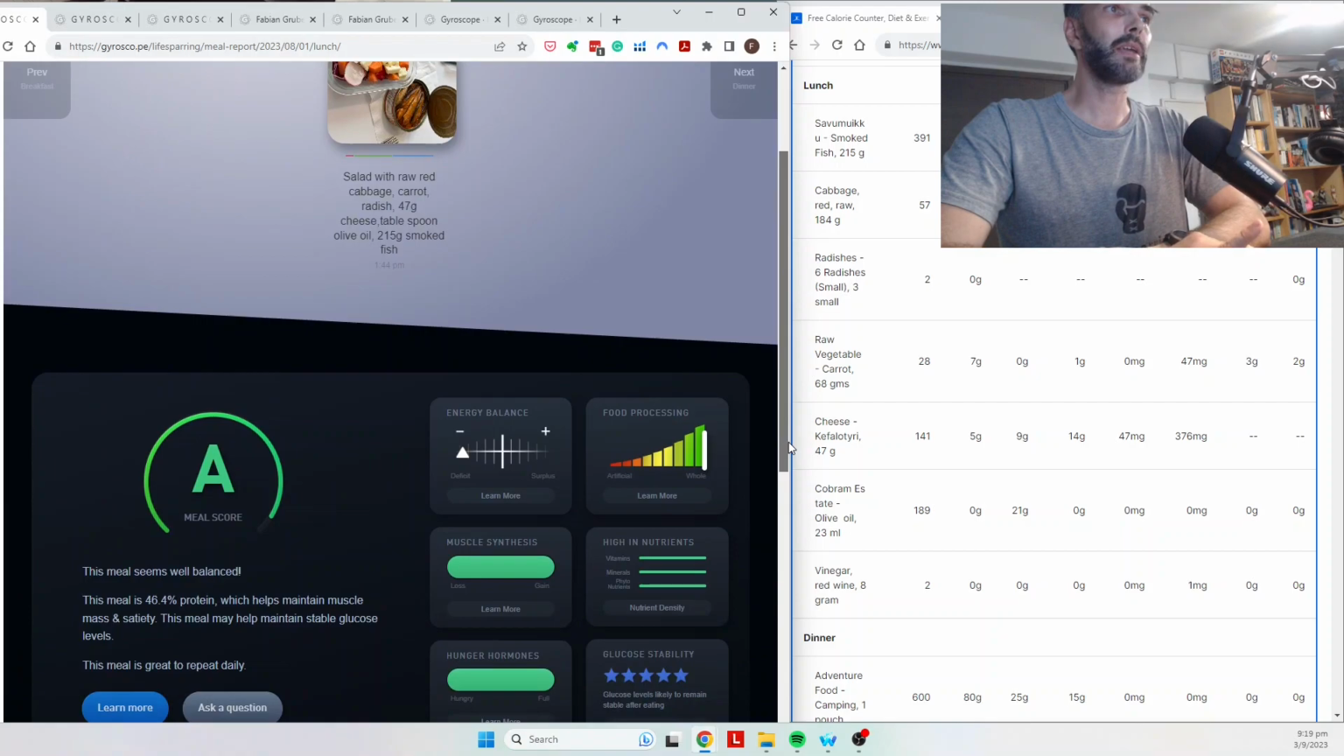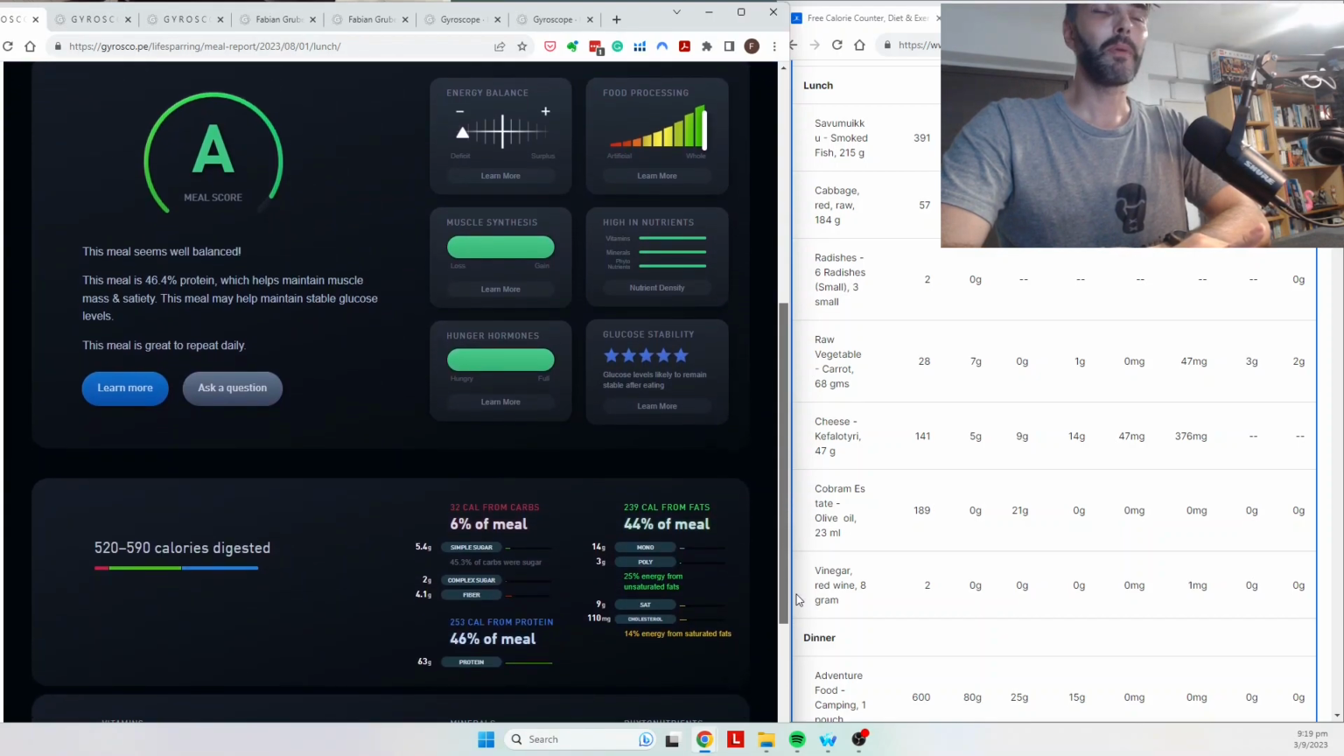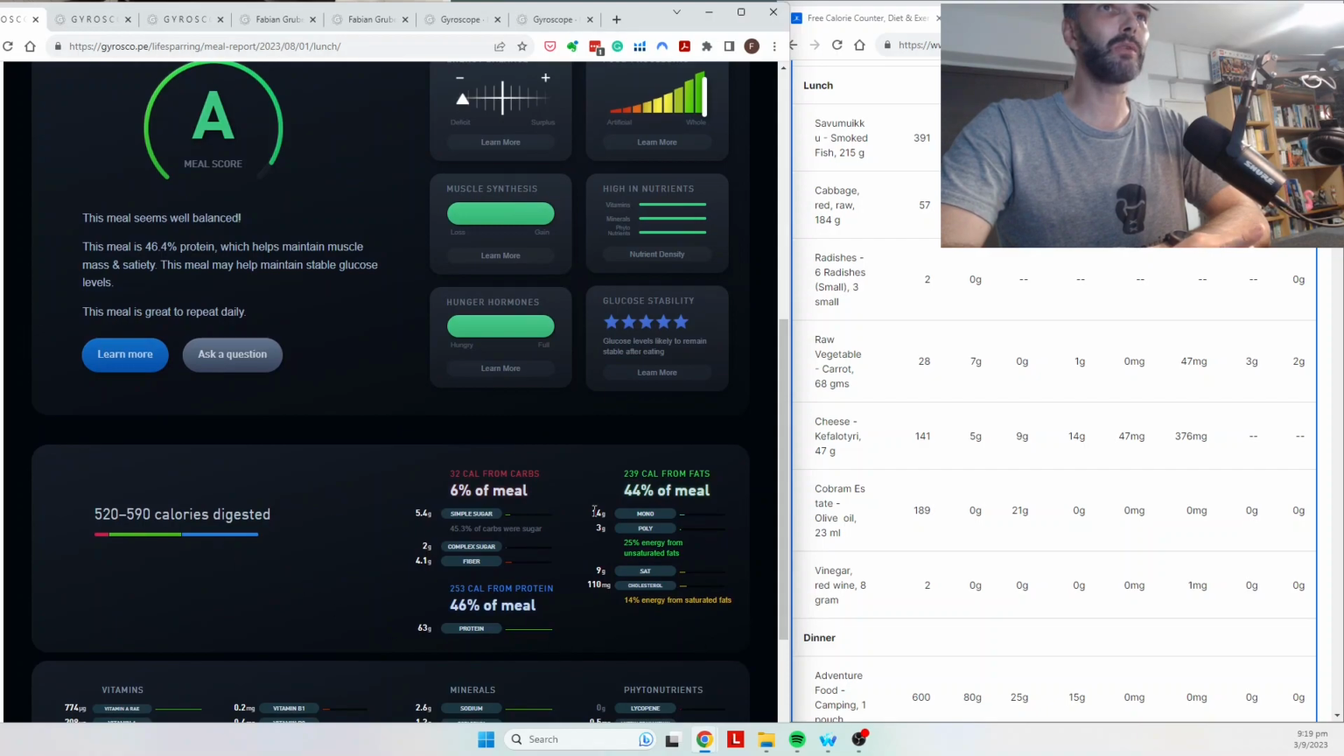So what do we get here? We get a health score A, well balanced. But calorie-wise, 520 to 590. The fish alone already was 390, and then I had 23 milliliters of olive oil inside. So overall we are off by quite a bit. I think the estimate on MyFitnessPal is around 809 calories, and also the ratio is quite a bit different.